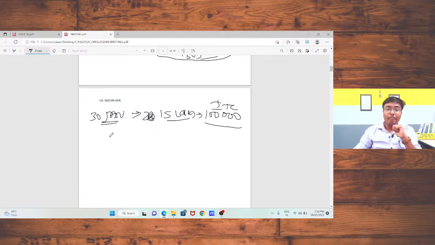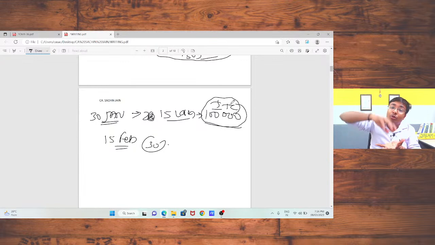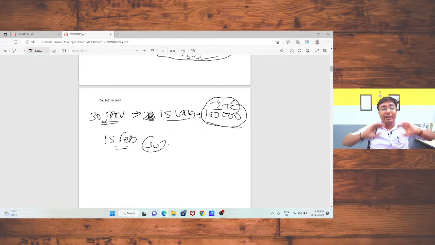In that case, if I am applying for registration on 15th Feb, that is within 30 days, I will be eligible to take that 1 lakh rupees input tax credit, because now I am going to pay the tax. So I need to take certain ITC. So the ITC on the date of my liability will be eligible for me.